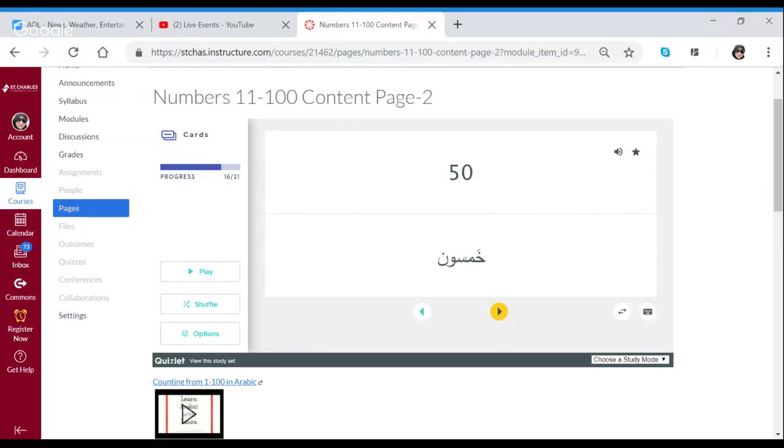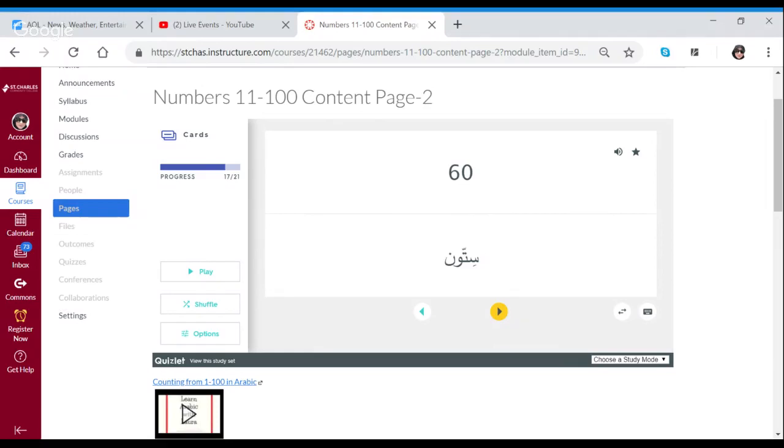53. ثلاثة وخمسون. 54. أربعة وخمسون. 55. خمسة وخمسون. 56. ستة وخمسون. 57. سبعة وخمسون. 58. ثمانية وخمسون. 59. تسعة وخمسون. Very good. Then we hit 60. 60 is Sittoon. ستون. How do we say 61? واحد وستون.